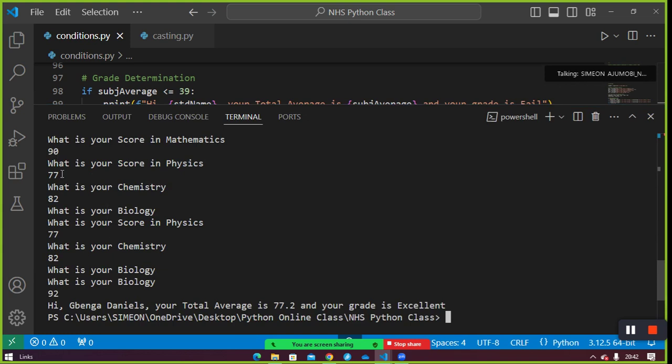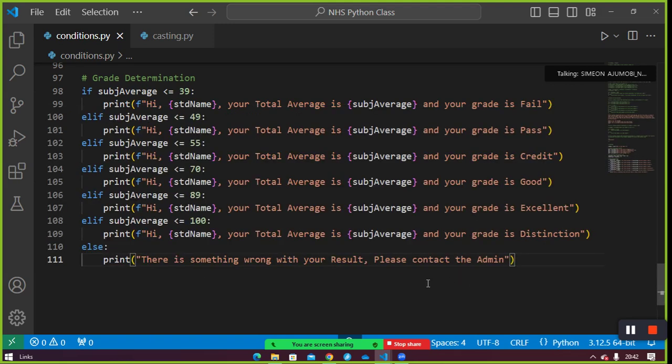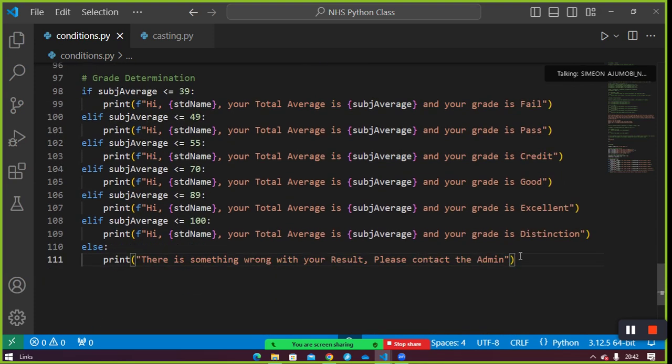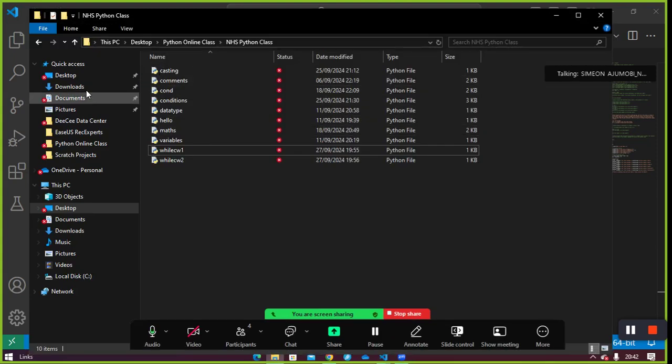It asks for all the 5 courses and it performed the average and it dropped the average and the person's name inside the program and it gave out the accurate grade. So that is how to solve that one. I would like to take one more class, but instead of me wasting too much time on that example, I would like to move into what today's topic is all about.